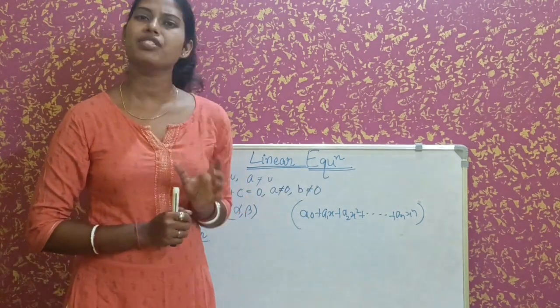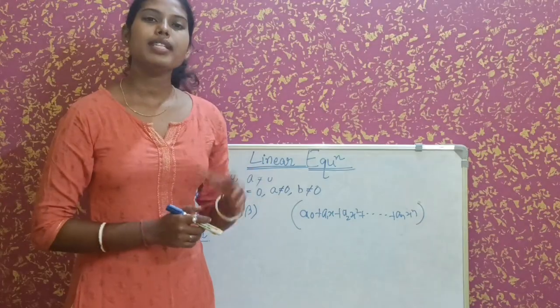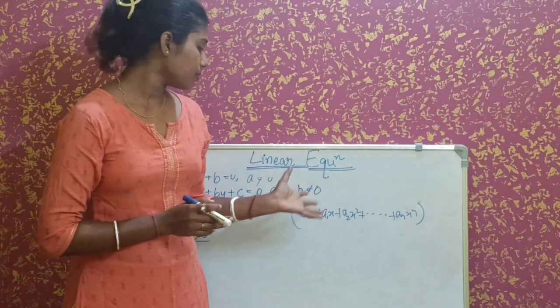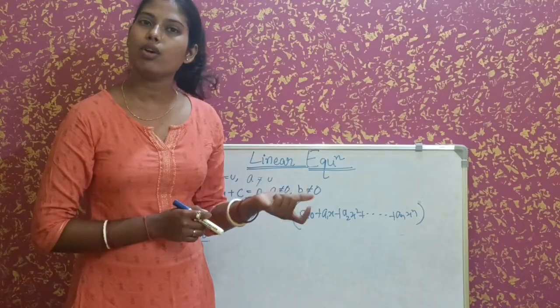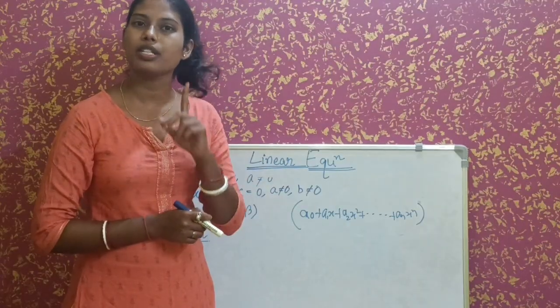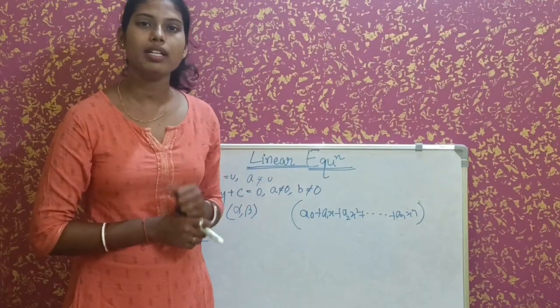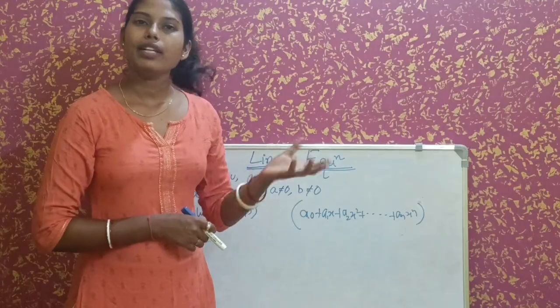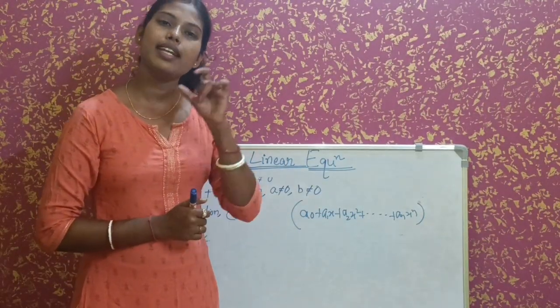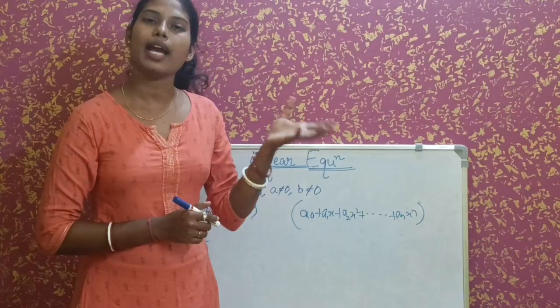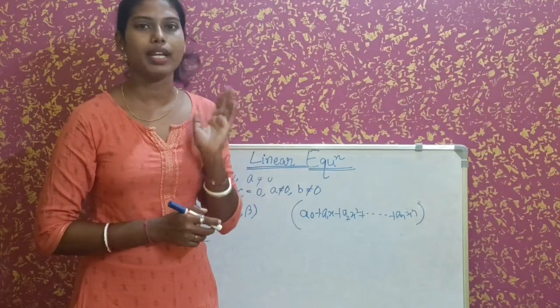What is meant by general form? By general form we can represent any type of polynomial. It can be a monomial, it can be a binomial, and so on. So by this representation we can represent any type of polynomial having any degree up to n.